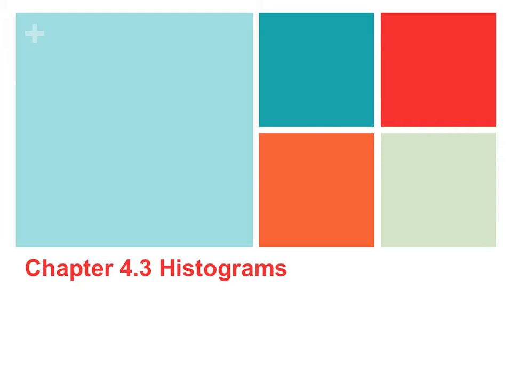All right, so continuing with chapter 4, 4.3 histograms. A lot of this is going to look familiar because a lot of this ties into stuff we did with dot plots as well. And corresponding readings will be pages 46 to 48.